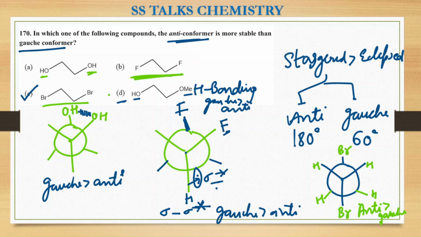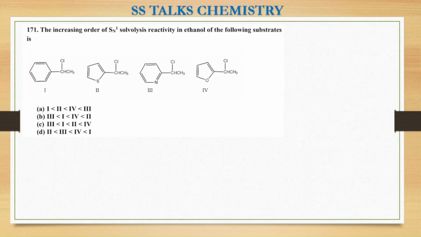Okay. Now let us move on to the next one, that is this. It says we have to find the increasing order of the SN1 solvolysis reactivity in ethanol of the following substrates.